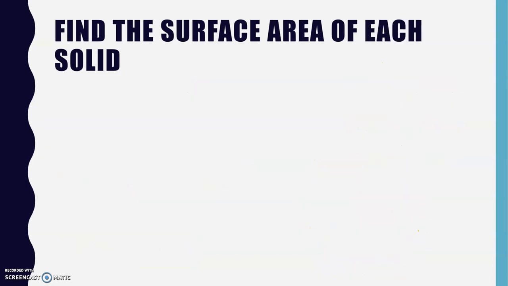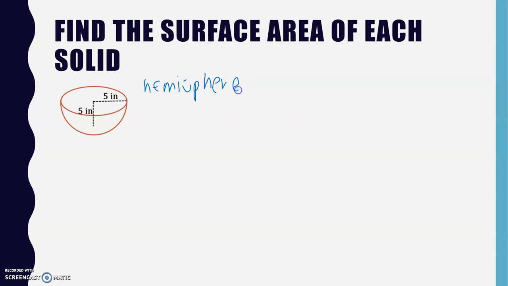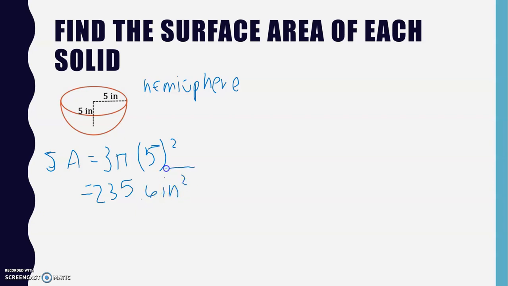All right, we got 2 more here. The next one, this one is the hemisphere. So you could tell that it is half of a sphere just by looking at it, because it's not a full sphere. And then this one, the surface area was 3 pi r squared. So 3 times pi, our radius is 5. We don't have to take half of the diameter because it gives us the radius. And then we just simplify that in the calculator. It is 235.6 inches squared.